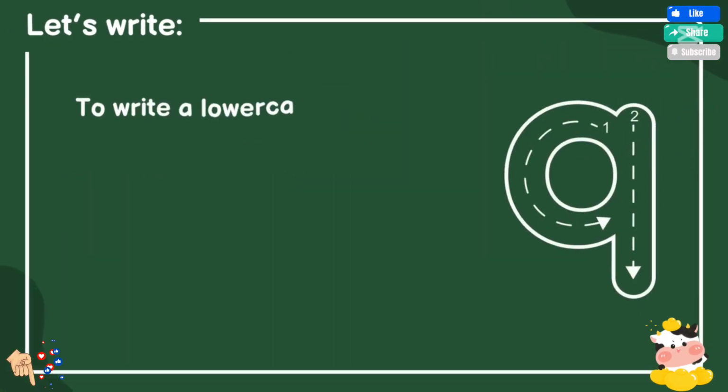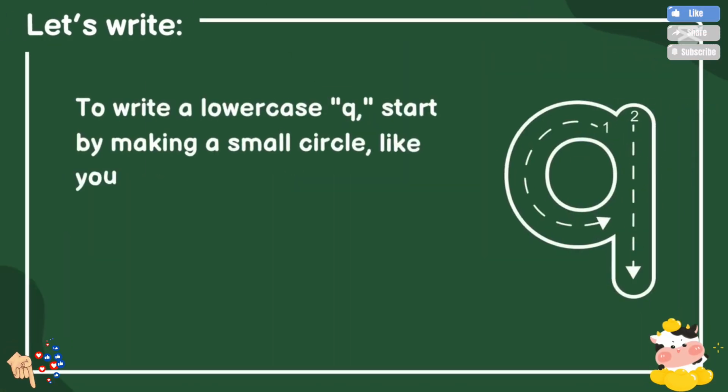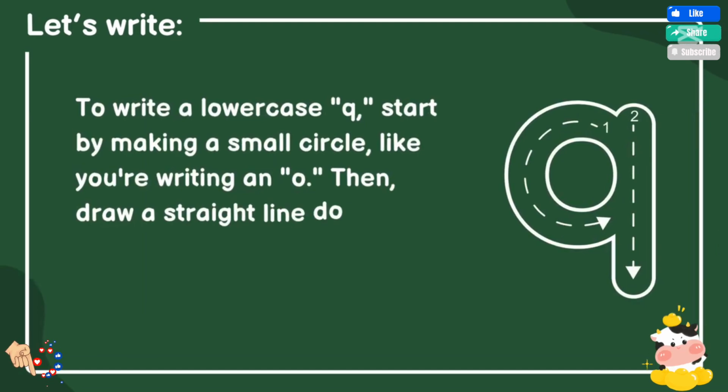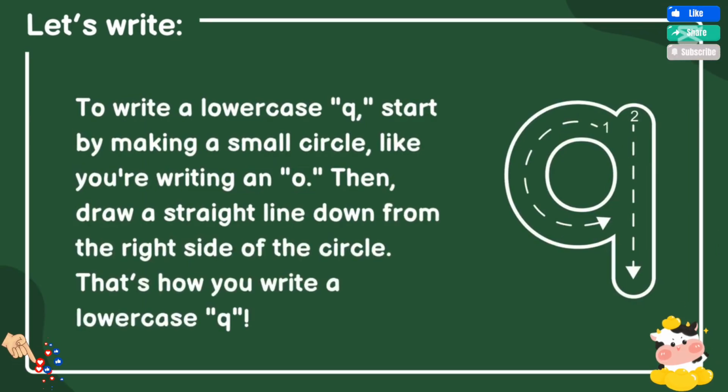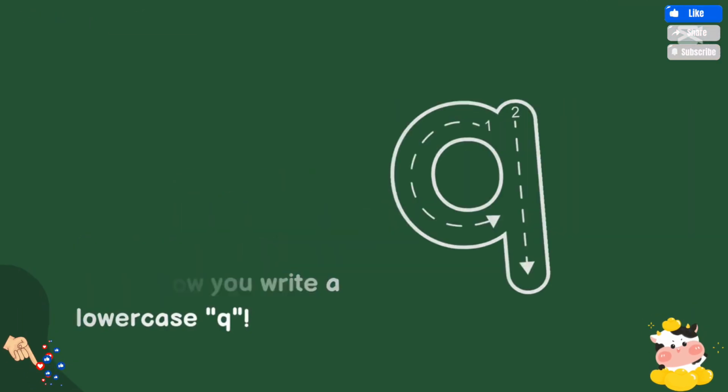To write a lowercase q, start by making a small circle, like you're writing an O. Then, draw a straight line down from the right side of the circle.